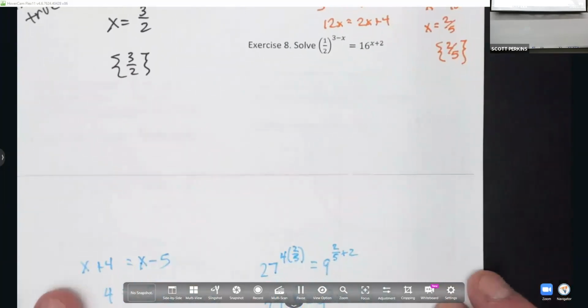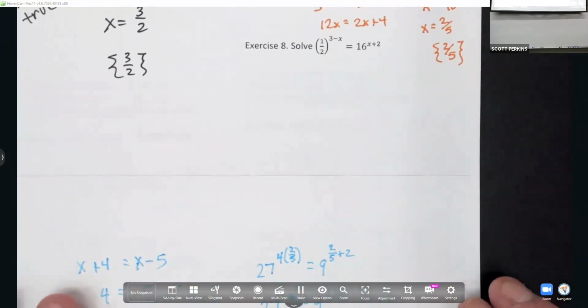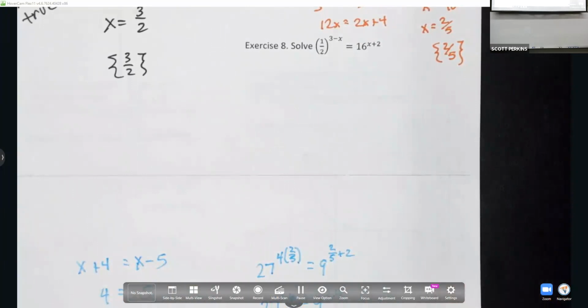So finish up with equating the bases here of exercise 8 and seeing how it goes.